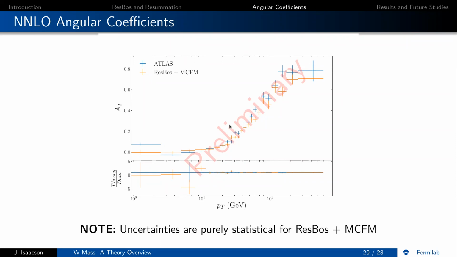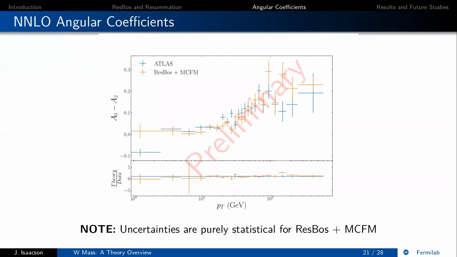And the one that was really a concern that people noticed was this A0 minus A2 coefficient. At NLO, this is predicted to be exactly zero. It's not until next-to-next-to-leading order that you see a breaking of this relationship that A0 minus A2 is zero. And you can see again here that with this new approach, we reproduce the data. This is showing that we have actually fixed these concerns about the angular coefficients, and we have actually improved the accuracy of the calculation.